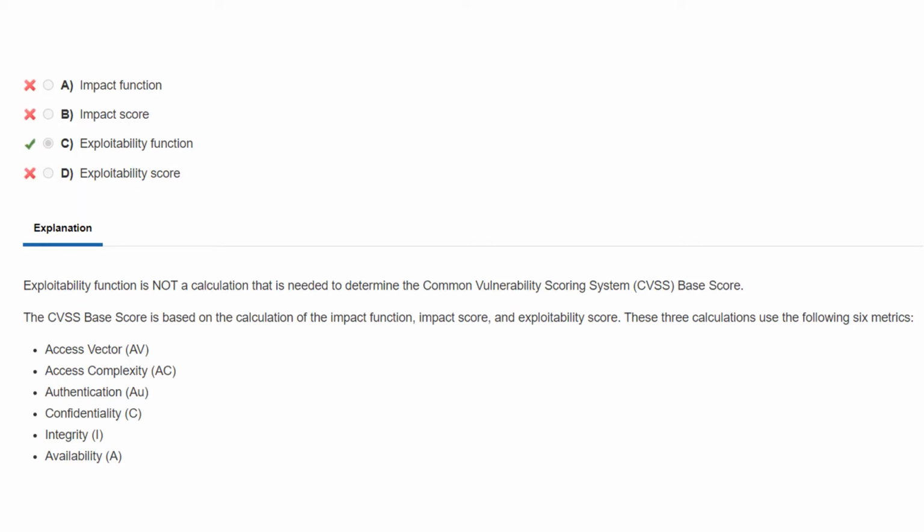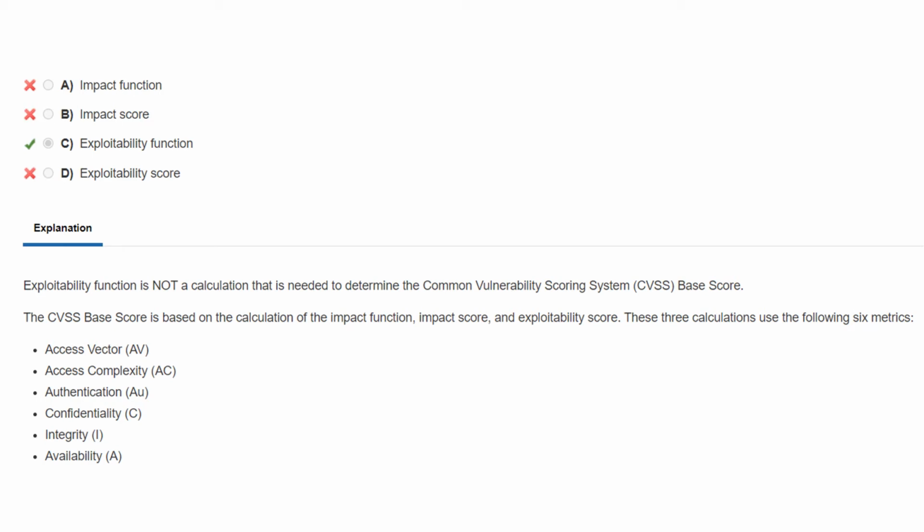The correct answer here is C, exploitability function. Exploitability function is not a calculation that is needed to determine the Common Vulnerability Scoring System, or CVSS base score. The CVSS base score is based on the calculation of the impact function, the impact score, and the exploitability score.